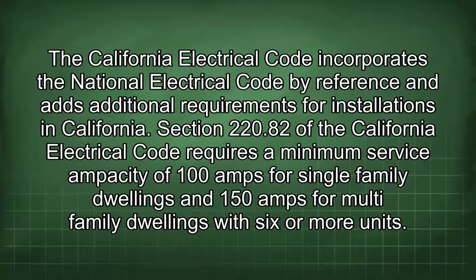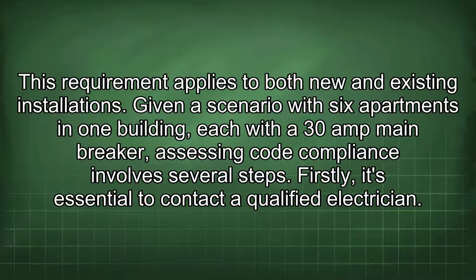The California Electrical Code incorporates the National Electrical Code by reference and adds additional requirements for installations in California. Section 220.82 of the California Electrical Code requires a minimum service ampacity of 100 amps for single-family dwellings and 150 amps for multi-family dwellings with 6 or more units. This requirement applies to both new and existing installations.